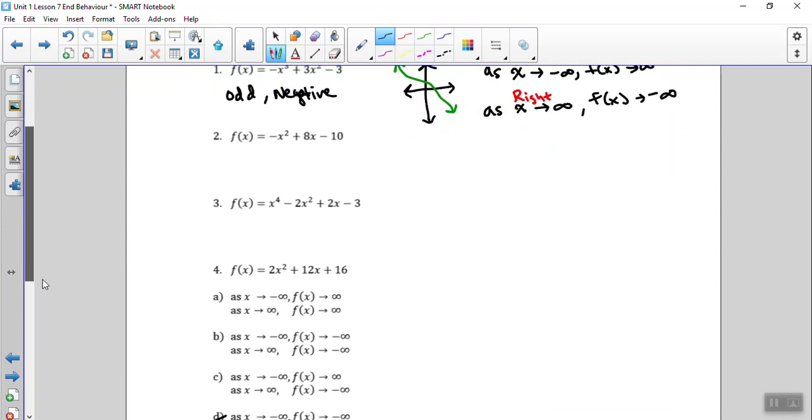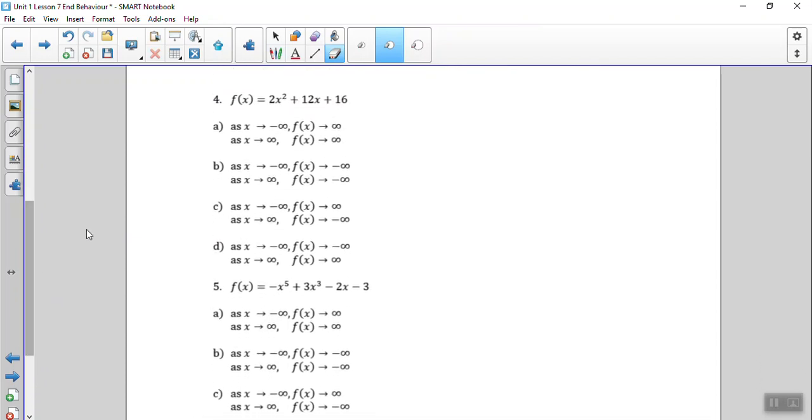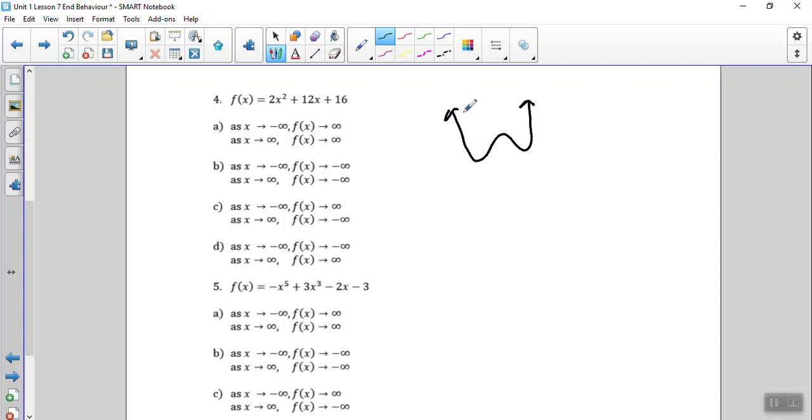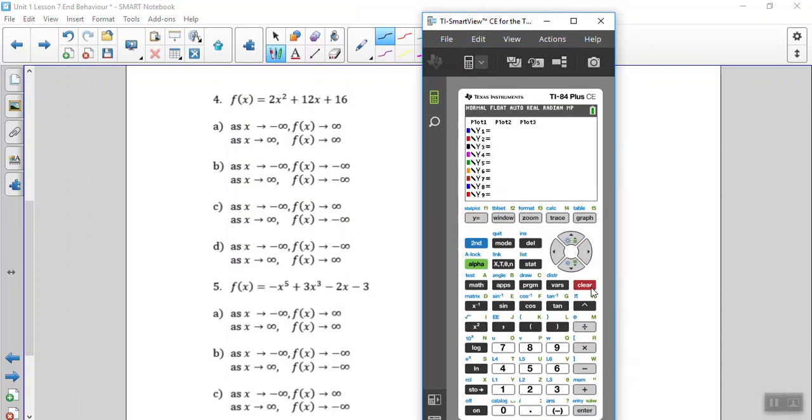I'm just going to go through some of these multiple choice questions, and then let me know when you see me in class if you have any questions. This one is multiple choice. I just have to pick my answer. I know this is going to be an even function and it's positive, so it's going to look something like this. It's even, so they're going to have the same end behavior and it's going to go up. I do want to show you that if you can't remember the rules for the end behavior, you always have your graphing calculator, and you can graph the function and look at the end behavior and find your answer that way, and that's totally fine with me.